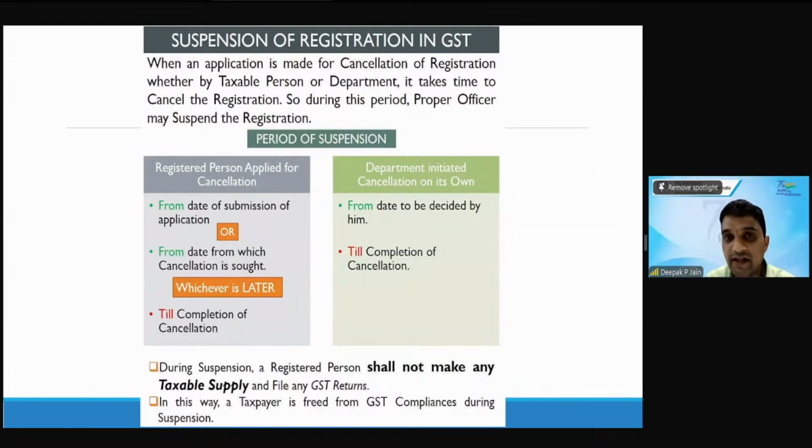If you're applying for a future date, till that date, you can do the GST business. After that, you cannot continue it. So that is the way it is, whichever is later. Till the date of completion of cancellation, you will be under the status of suspension.